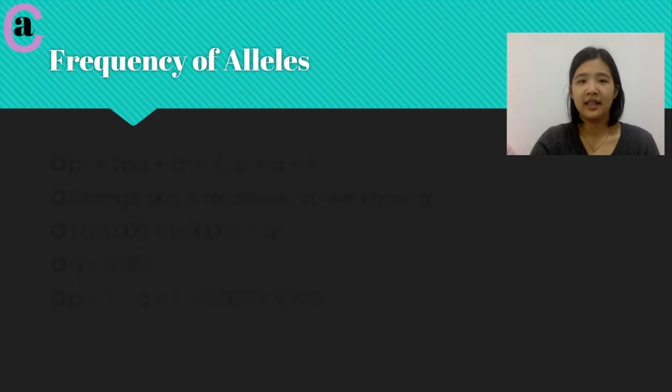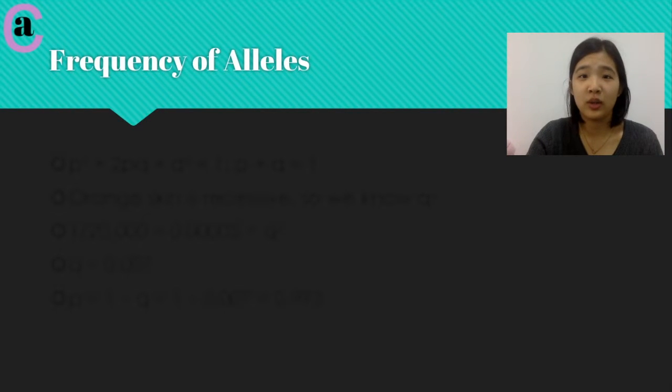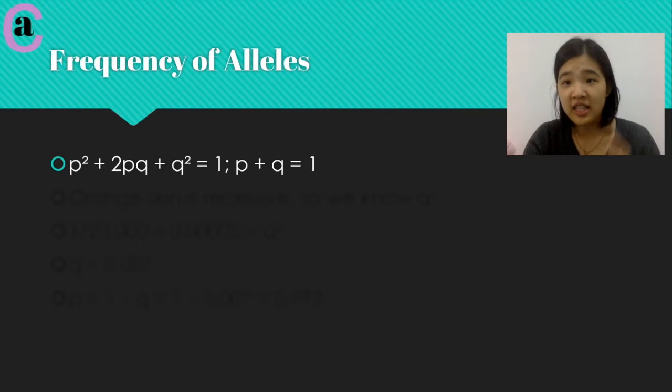All right, so when we're talking about the frequency of alleles, you can know right away that we're talking about the Hardy Weinberg Equilibrium Principle. If you will recall, Hardy Weinberg is all about allele frequency. And so anytime you have a question that asks about it, you know right away that this is what you're going to be using.